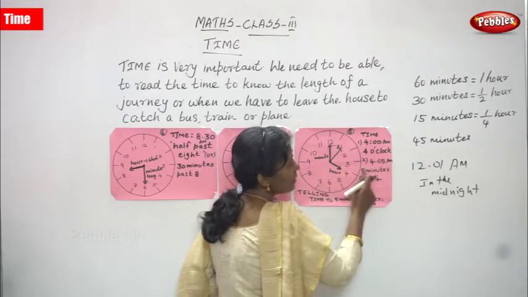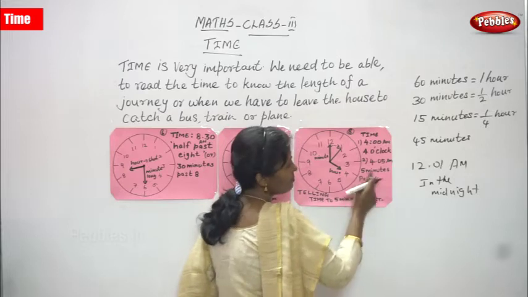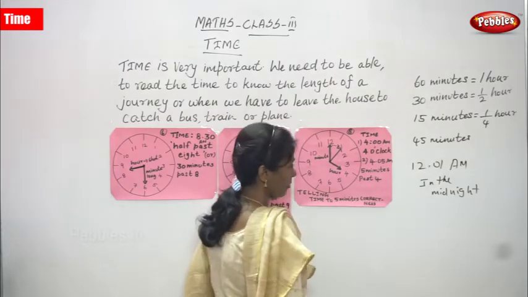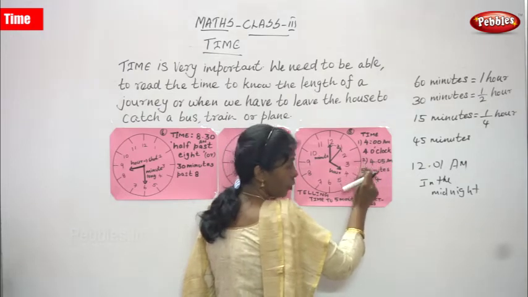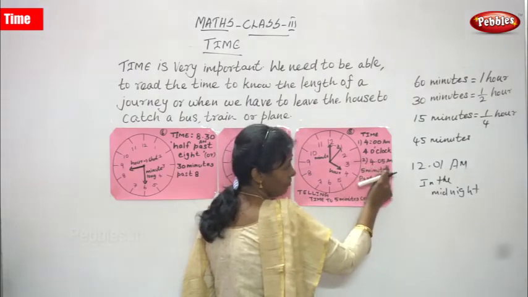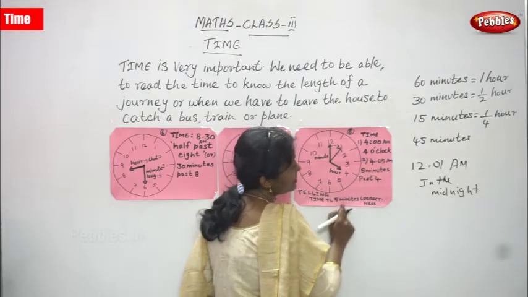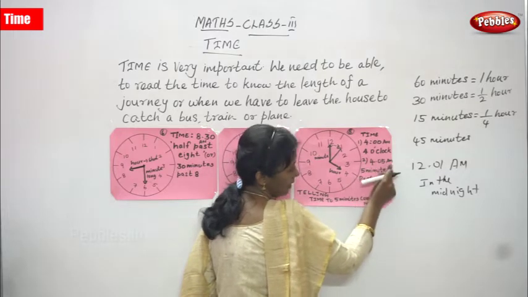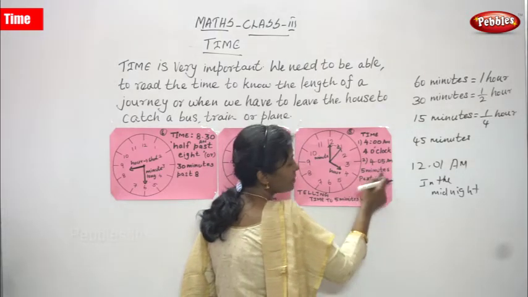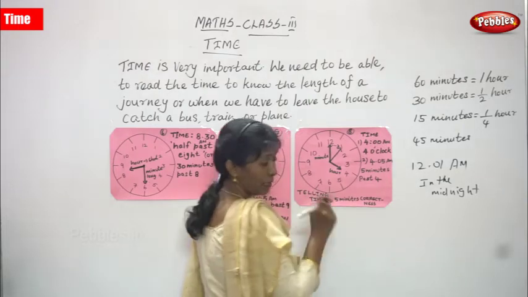While you read, it is 5 minutes past 4. 5 minutes past 4 means 4 hours 5 minutes, and we write it as 4.05 a.m. This is telling time to 5 minutes correctness. So I'll repeat once again.